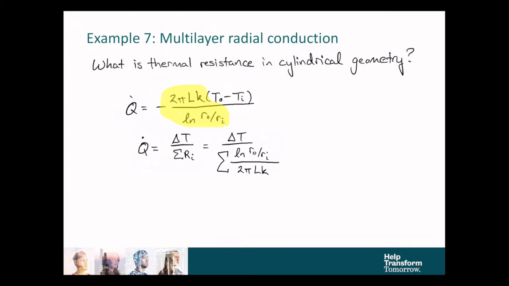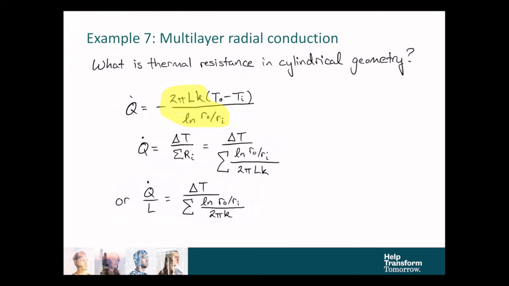So we can write the thermal resistance for a cylindrical shell as the natural log of R outer over R inner, quantity divided by 2 pi L k. For this particular problem, we don't want that L dependence because we don't have a value for length. So we'll divide both sides by L, and our thermal resistance loses that L dependence. Okay, so that's how you calculate the thermal resistance.